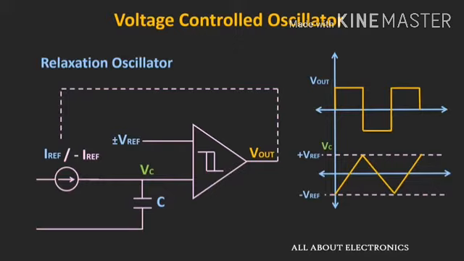So in this circuit, if we see the output of the Schmitt trigger, then it will be a square wave, while if we see the voltage across this capacitor, then it will be the triangular wave. So here the frequency of this waveform can be controlled by the tuning voltage. So many voltage control oscillator ICs work on this principle.